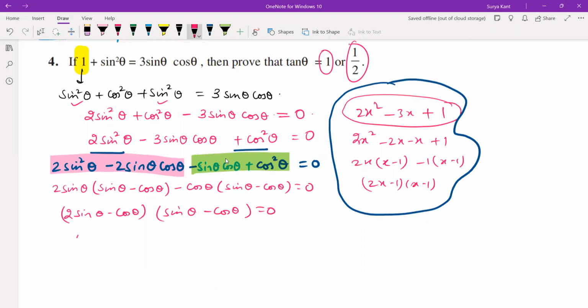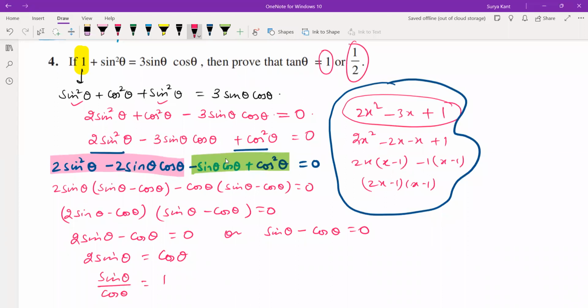Again, what is the answer for this? 2 sine theta minus cos theta is equal to 0, or we can write sine theta minus cos theta is equals to 0. So 2 sine theta is equals to cos theta, so sine theta by cos theta is equals to 1 by 2, right? First one is 1 by 2.